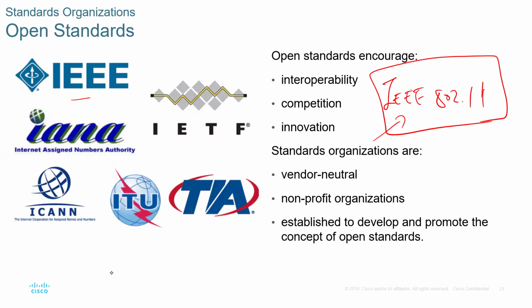Why do we have open standards? In networking, if I can be more specific. Number one, we have a thing called interoperability. Let's define it. It ensures that devices and software from different manufacturers can communicate. Devices from different manufacturers or different vendors communicating.